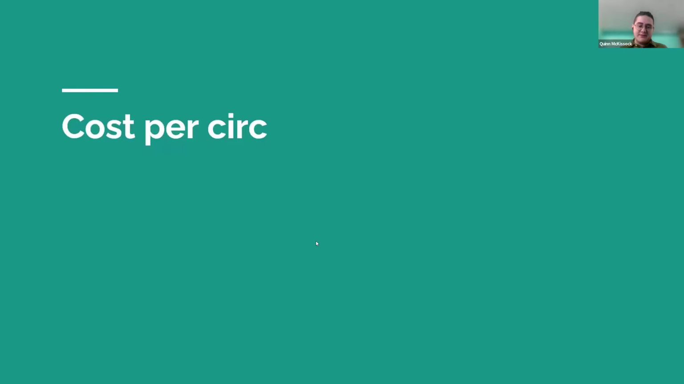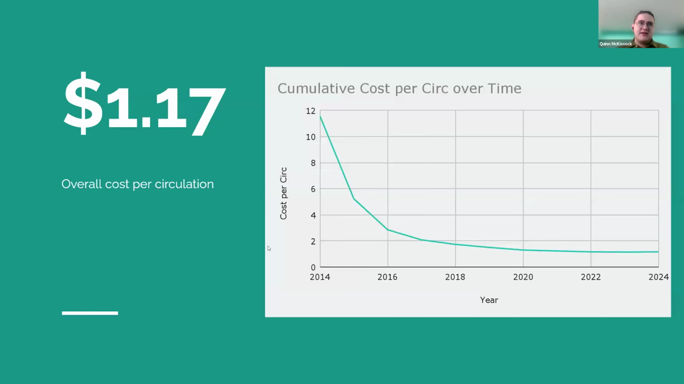So we've talked about circulation and we've talked about cost, and now I want to bring both of those together and consider the cost per circulation. So right now, if we add up all our circs and all our spending, we're at about $1.17 cost per circulation. And if we look at this graph, we can see that cost has gone way down over time exponentially.